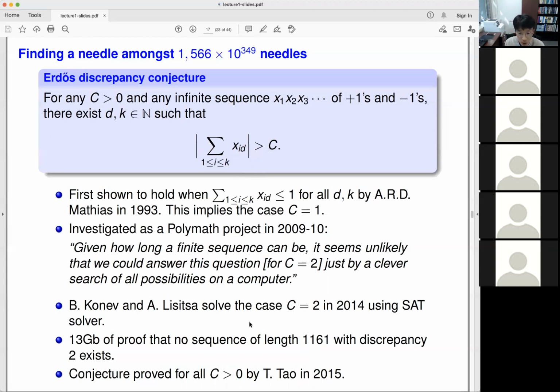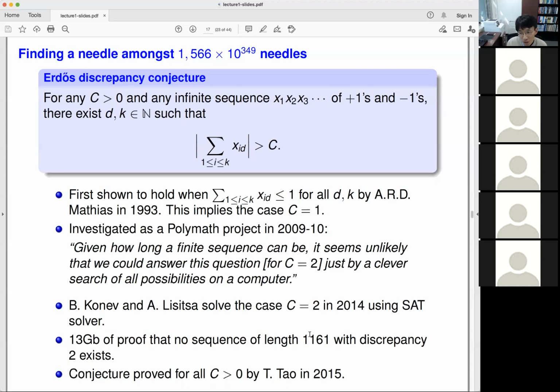Okay. And their proof was huge. So in a sense it's a big success. They used the SAT solver to solve an open problem in mathematics. But their proof was huge. If you record the proof, it's going to be 13 gigabytes. And later, Terence Tao revisited this problem, and he solved it completely for arbitrary C.